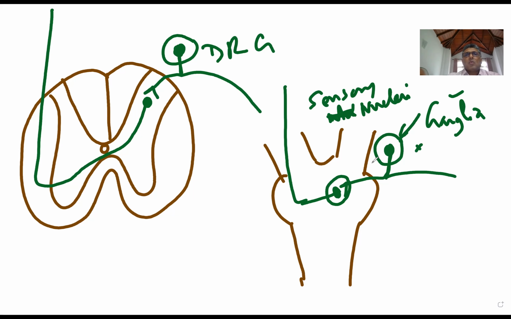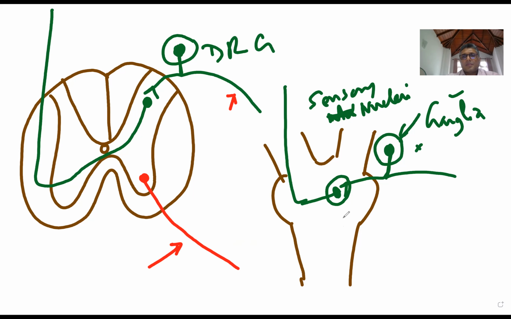Okay, now when it comes to motor neurons, in relation to the spinal cord, you know that the cell bodies of the motor neurons lie in the anterior horn of the gray matter of the spinal cord, and they come out as the lower motor neuron or the final common pathway. Okay, so this is in the anterior nerve root of the spinal cord. So this is the anterior nerve root, this is the posterior nerve root, you know that.